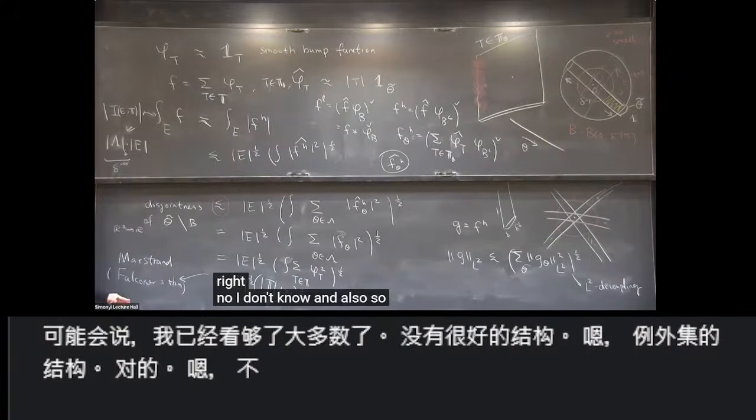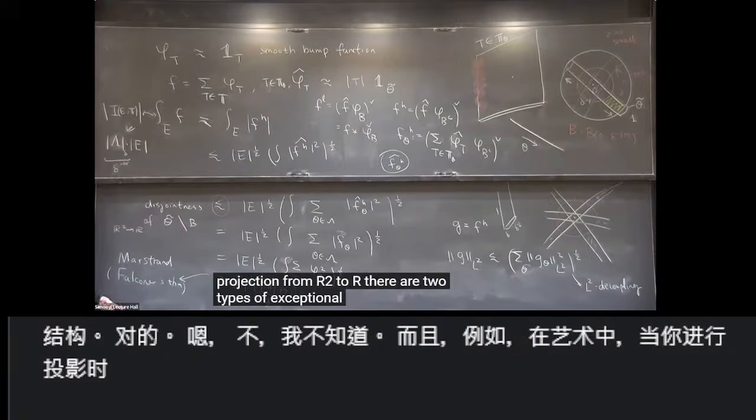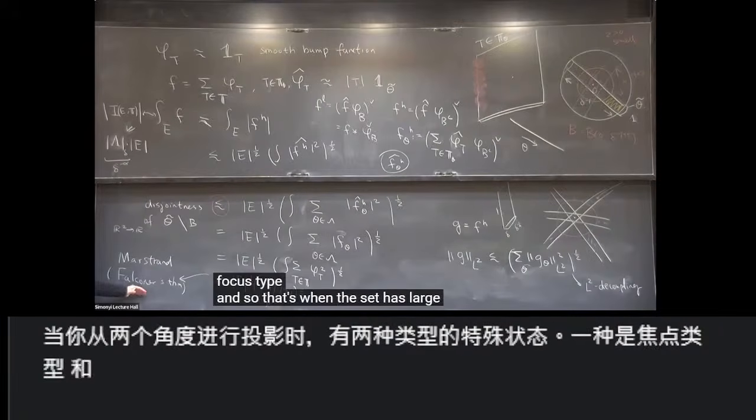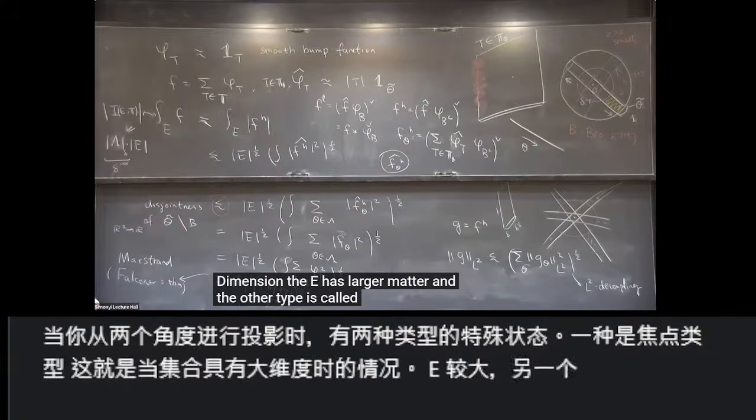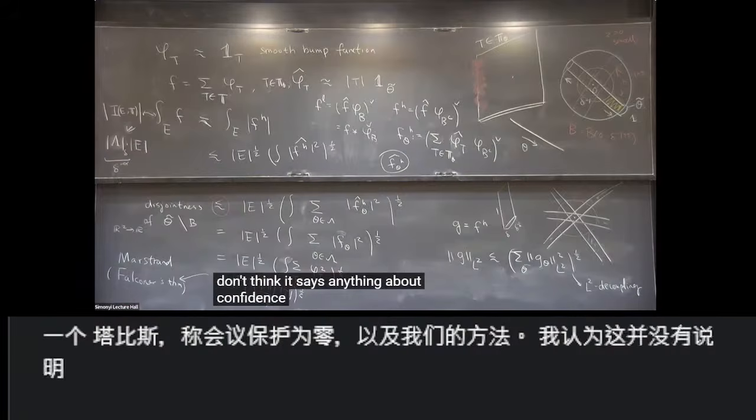For example, when you do the projection from R2 to R, there are two types of exceptional set estimate. One is Falconer's type, which is when the set E has large dimension. And the other type is called Kaufman's projection theorem. Our methods, I don't think, say anything about Kaufman's projection theorem.